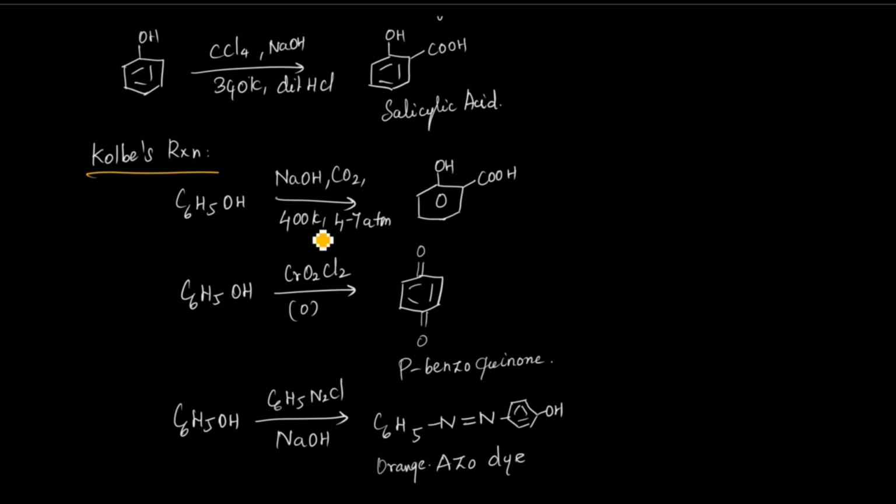Then Kolbe's reaction, phenol with NaOH and CO2. Kolbe's reaction means there will be CO2. So CO2, 400 Kelvin, 4-7 atm. It is forming salicylic acid. With CrO2Cl2, it is forming parabenzoquinone.